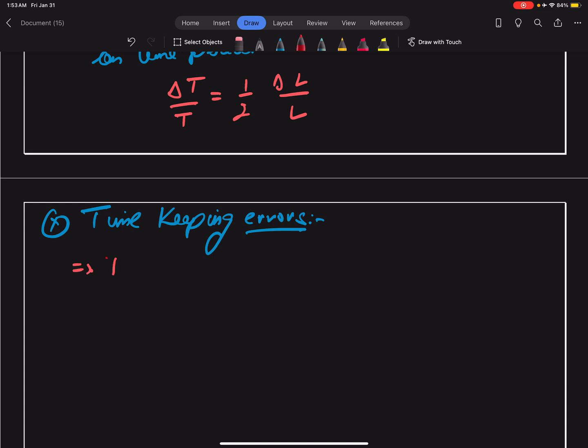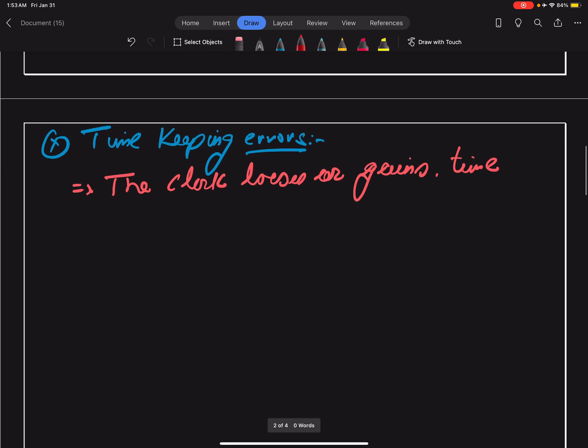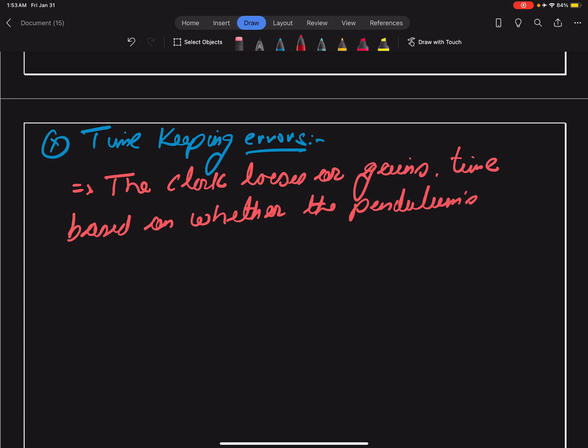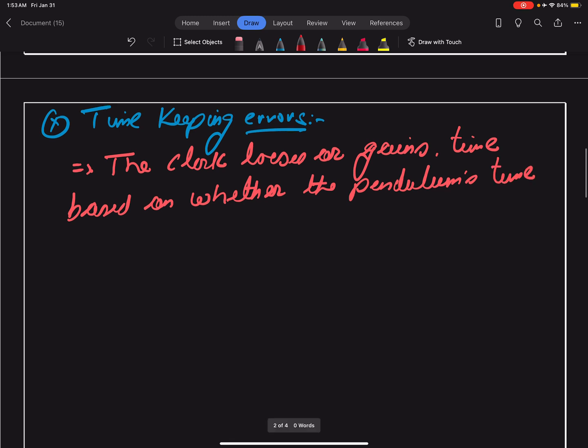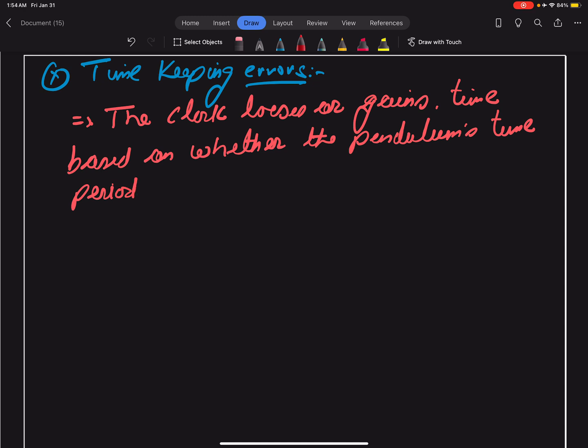So we can say the clock loses or gains time based on whether the pendulum's time period increases or decreases.